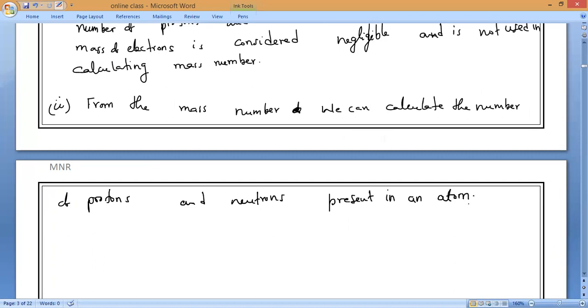Clear? If you know the number of protons, we can come to know one more thing. Can anybody tell me what that is? Atomic number, of course. One more thing also we can come to know: the number of electrons.